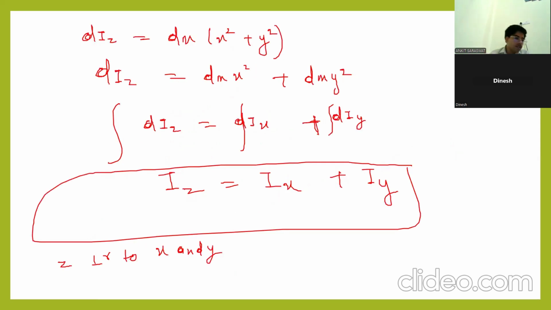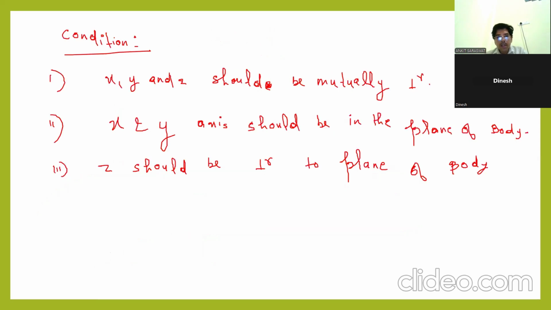Have you done this? So the previous class will be very short. Actually, I will discuss two important things only. First, the condition for the perpendicular axis theorem: X, Y, and Z should be mutually perpendicular.